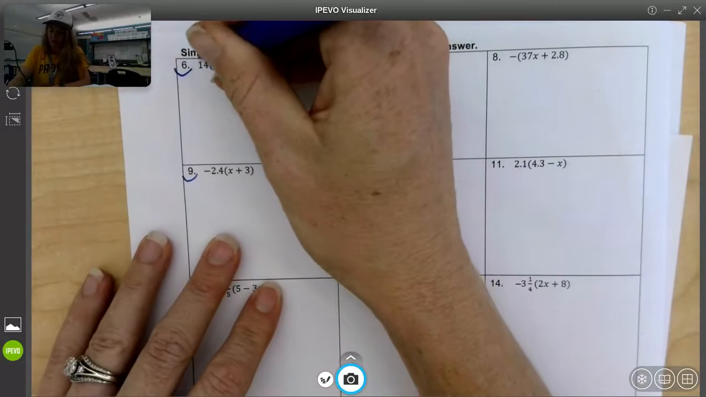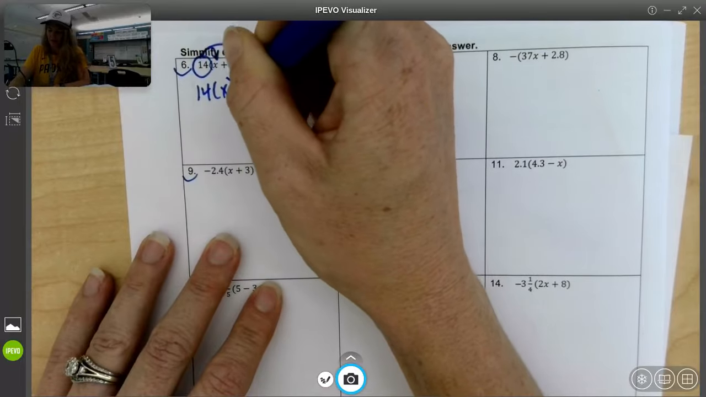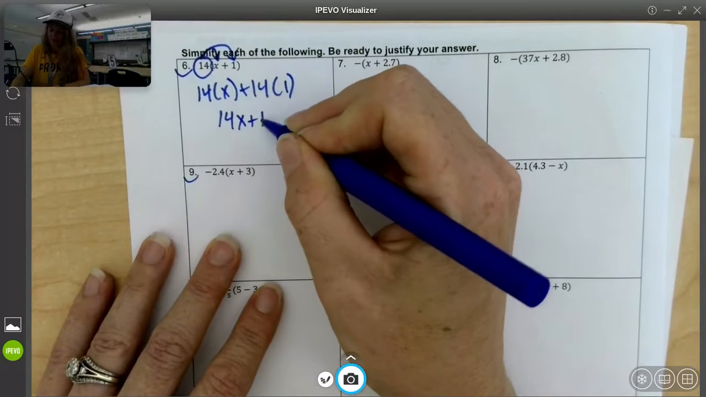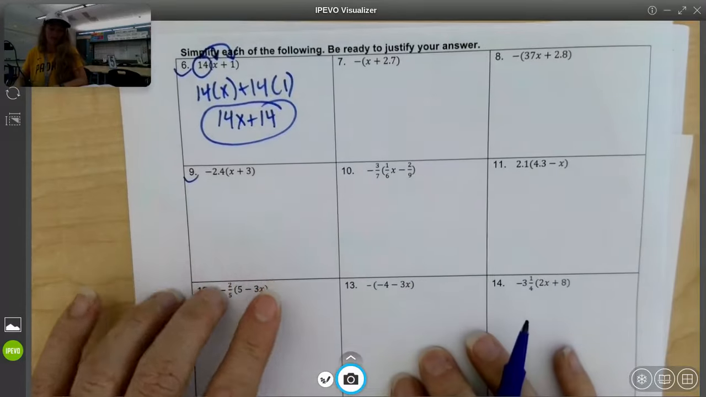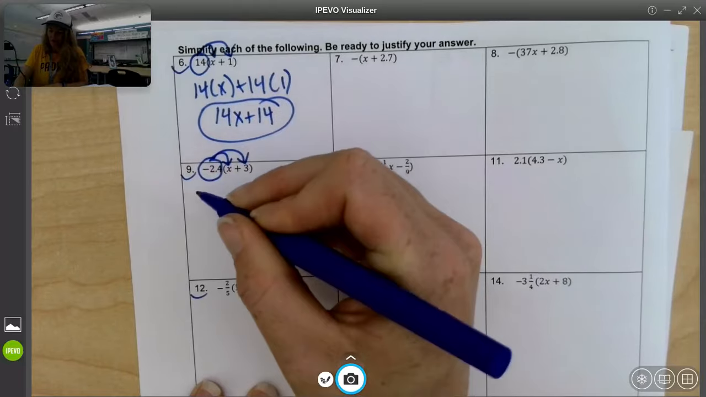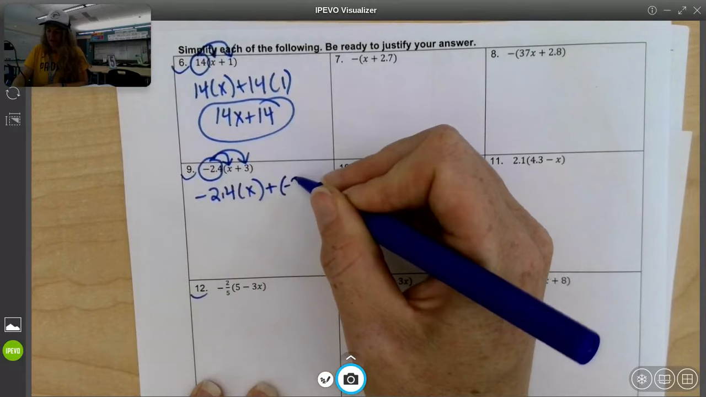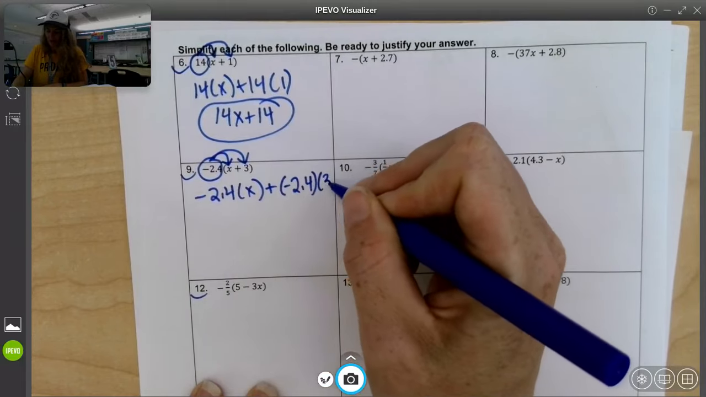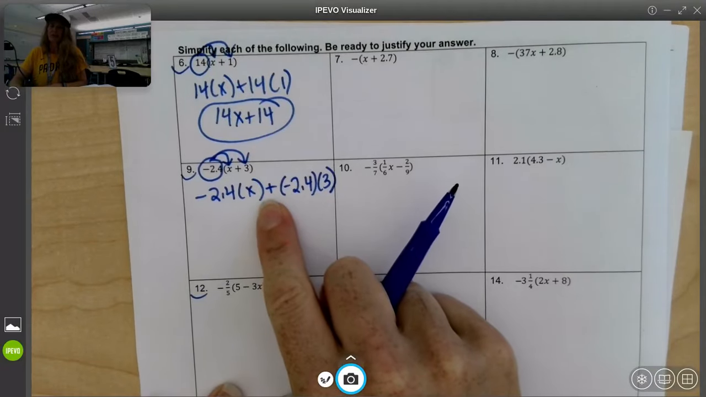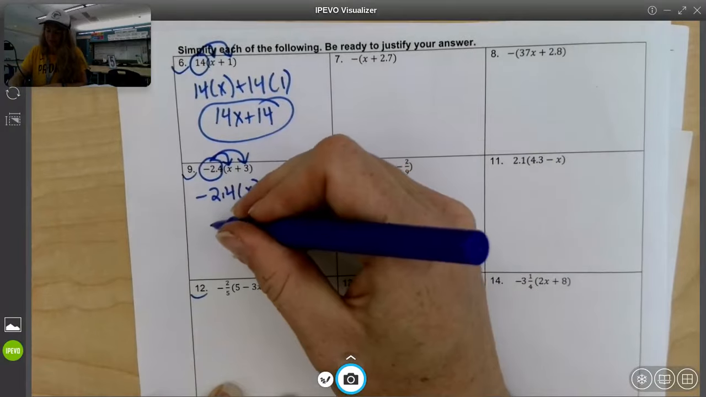So this, we're going to lasso up the number being distributed, 14 groups of x plus 14 groups of 1, 14x plus 14. Beautiful. Let's look at the next one. Lasso up the number that's being distributed, negative 2.4 times x plus negative 2.4 times 3. And again, I'm always leaving it as addition in between, so I don't make mistakes with my signs. I just look at the numbers to figure out the signs at the end.